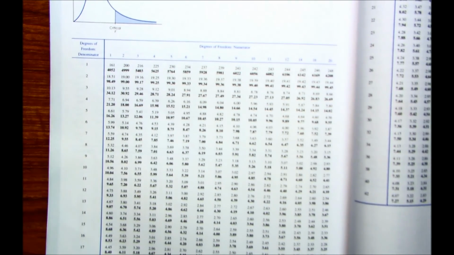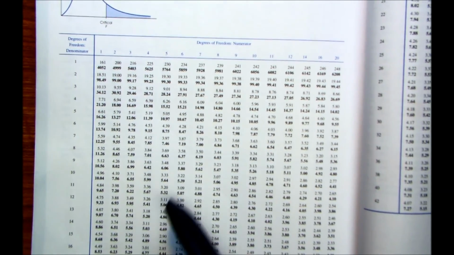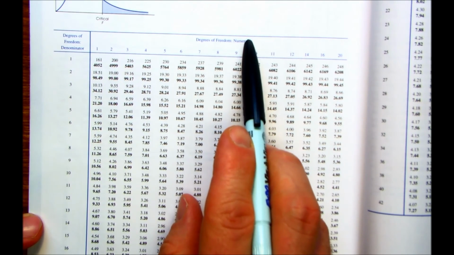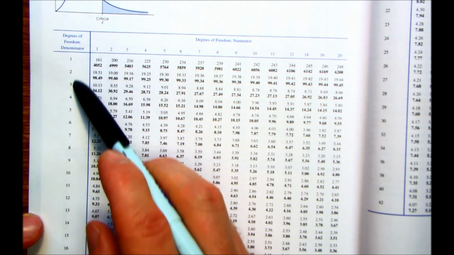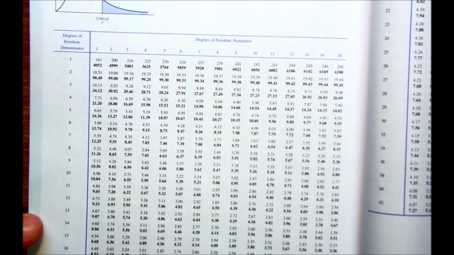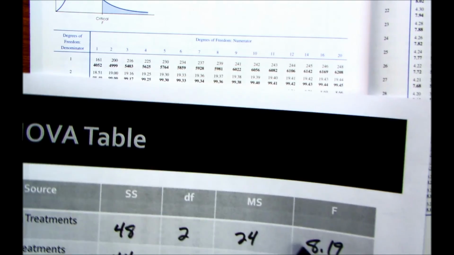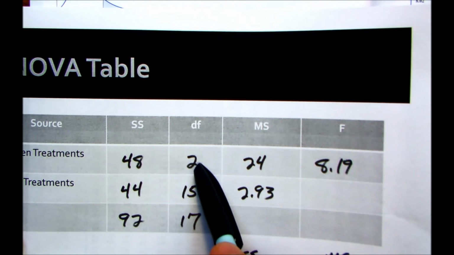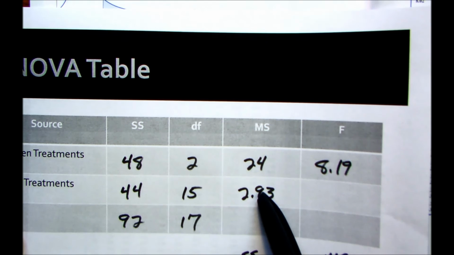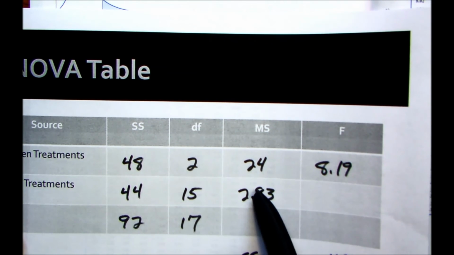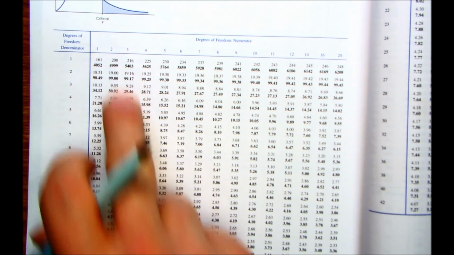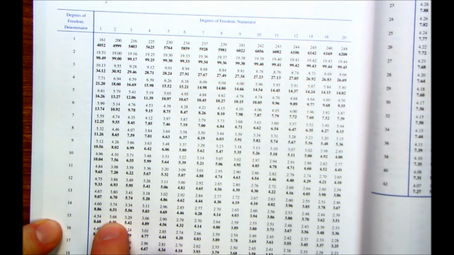You'll notice with the F distribution, we've got up here the degrees of freedom in the numerator, that's the numerator of the F ratio, and the degrees of freedom in the denominator of the F ratio. So for ours, this is our numerator of the F ratio, and the degrees of freedom that corresponds to it is 2. The degrees of freedom that corresponds to the denominator is 15. So 2 and 15 are our degrees of freedom. 2 across, and down here is 15. Okay.